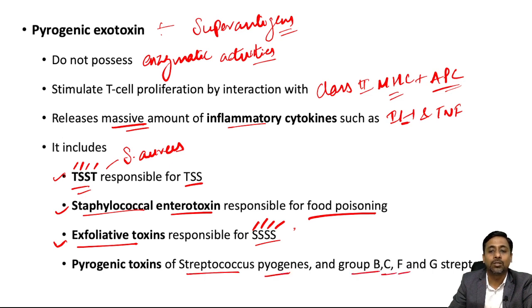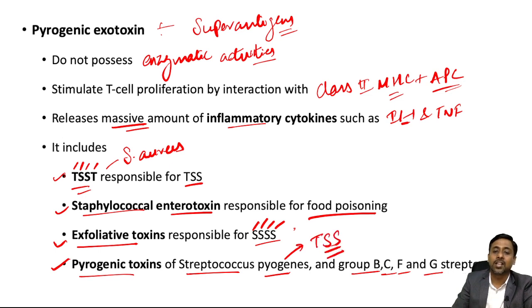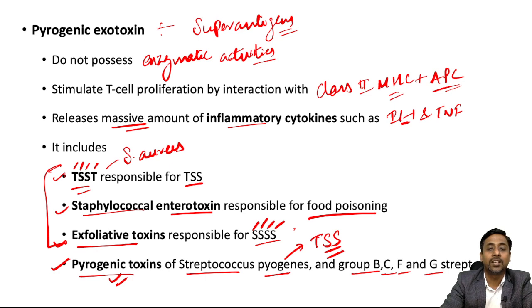C, group F and group G, which are also superantigens. And this pyrogenic exotoxin produced by Streptococcus pyogenes is responsible for toxic shock syndrome. So this is asked in a question: which of the following is a superantigen? So the option was not any of these three toxins, but it was the pyrogenic exotoxins produced by Streptococcus pyogenes. Okay. So these are the toxins which do not have any enzymatic activities.